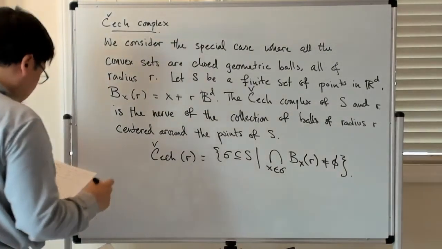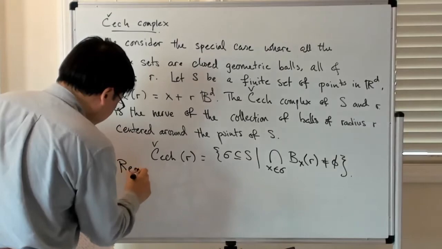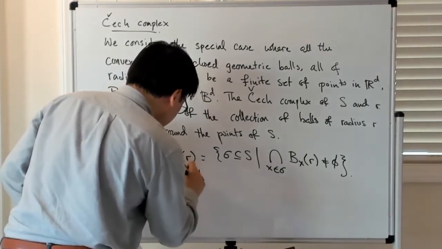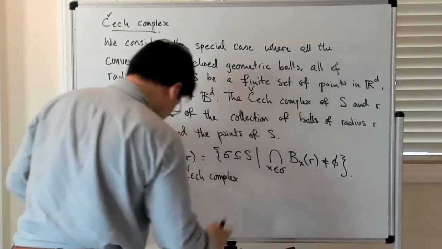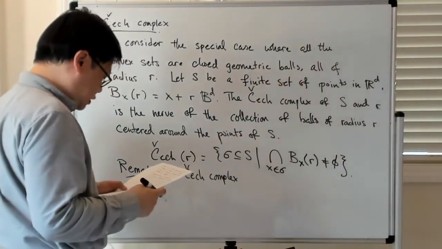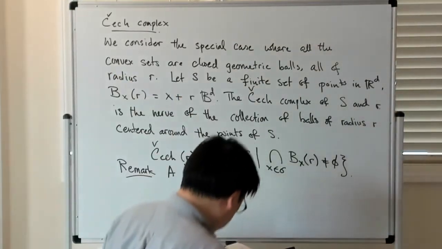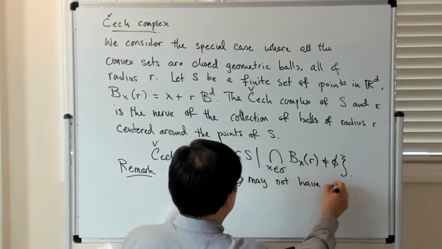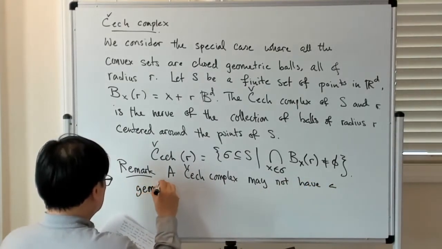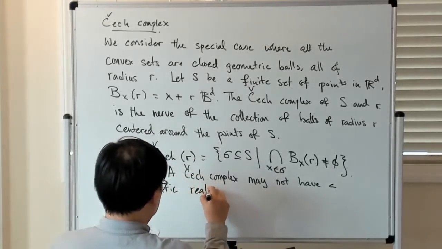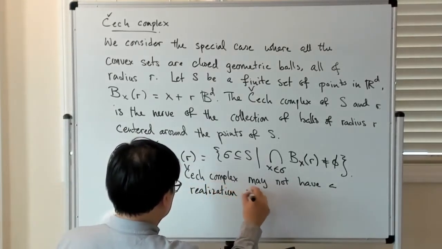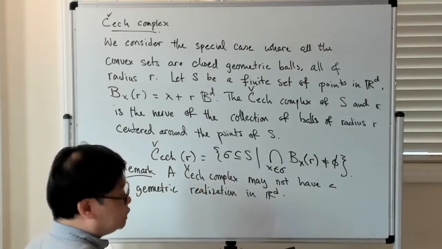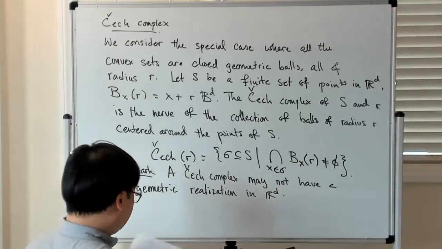Okay, so let me make a remark. So the remark is that the Cech complex may not have a geometric realization in Rd. Okay, of course, if you're in sufficiently high dimensions, you can always find a geometric realization, but you're not guaranteed to have a geometric realization in Rd.